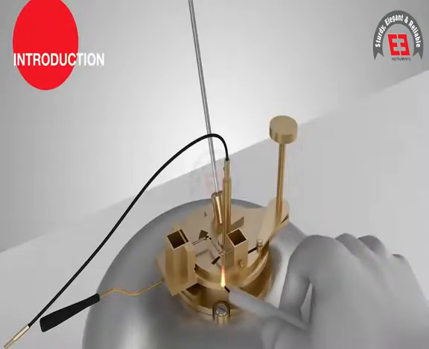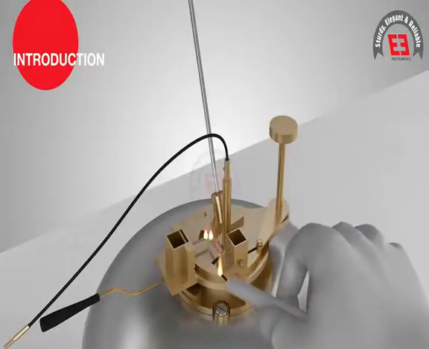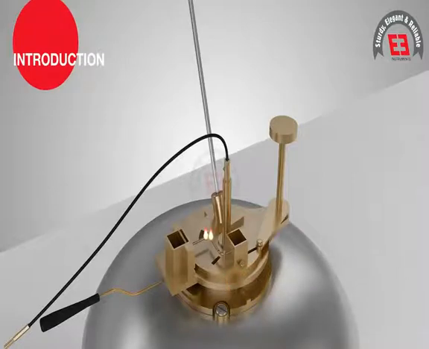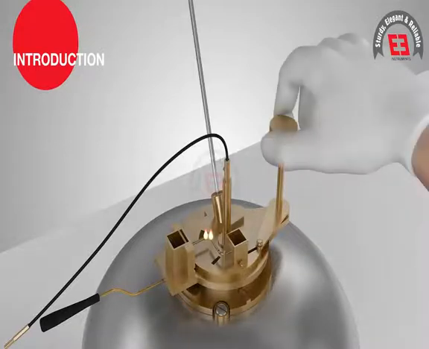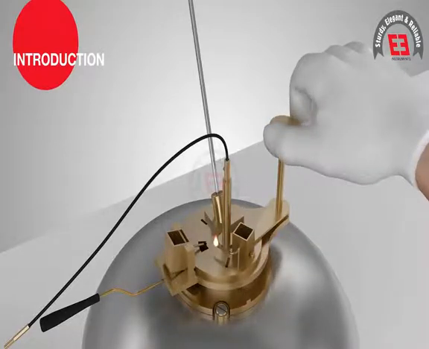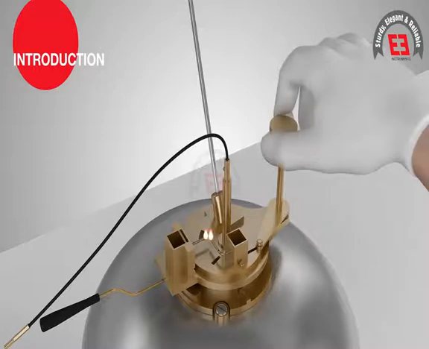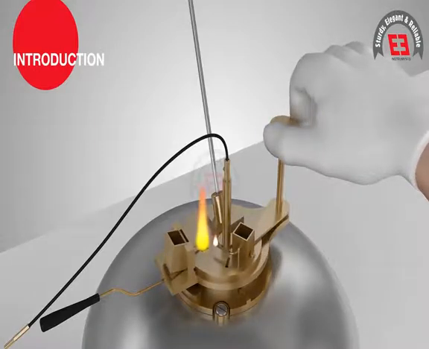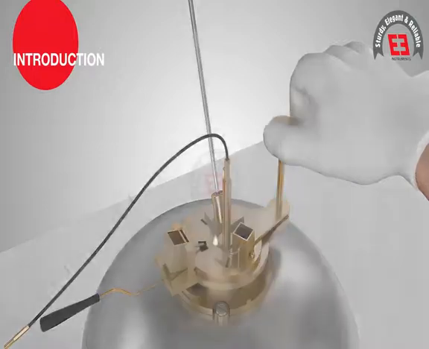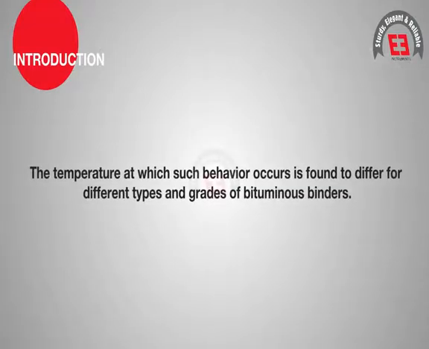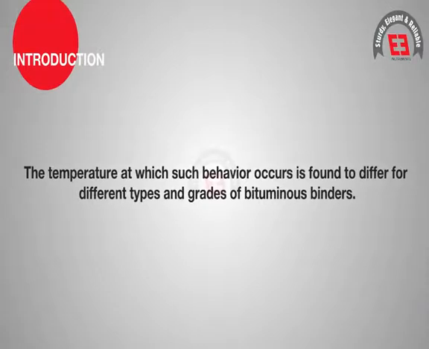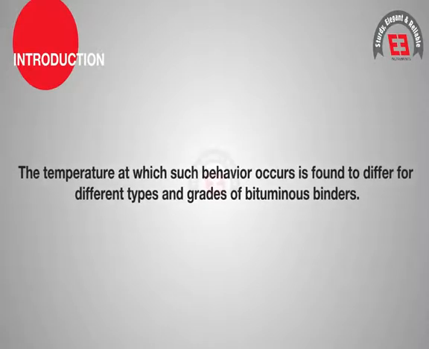The flash point of the bituminous binder is defined as the lowest temperature at which application of a test flame causes the vapors of the binder to catch an instant fire in the form of a flash under specified conditions. The fire point is defined as the lowest temperature at which application of a test flame causes the binder material to ignite and burn for at least 5 seconds under specified test conditions. The temperature at which such behavior occurs is found to differ for different types and grades of bituminous binders.